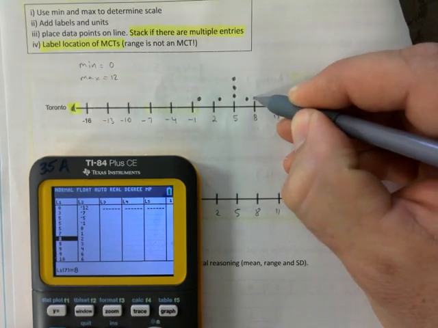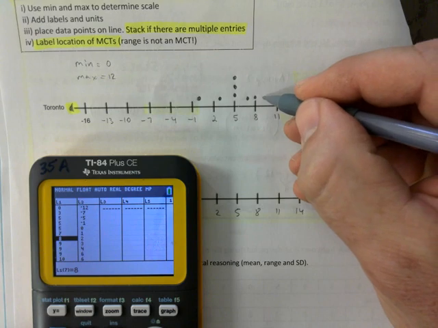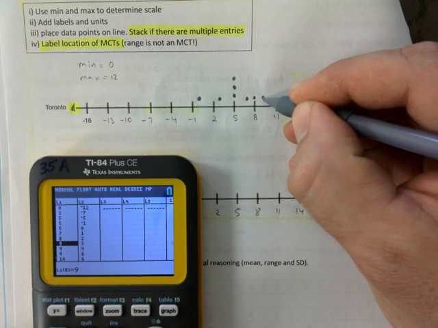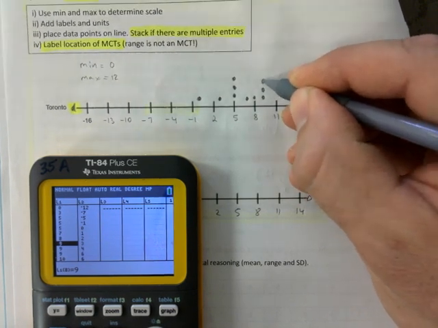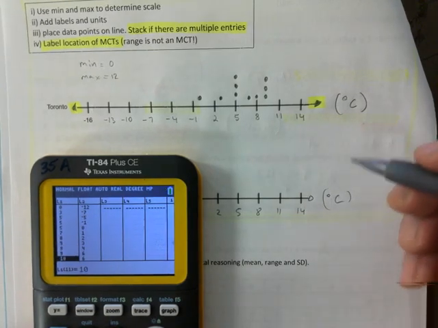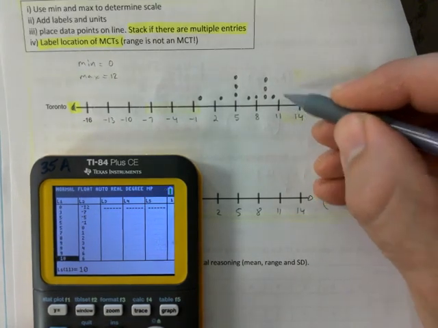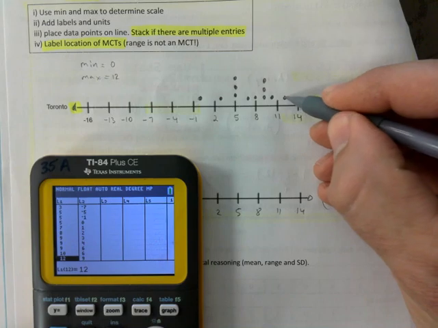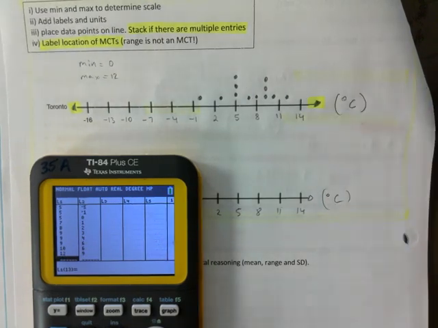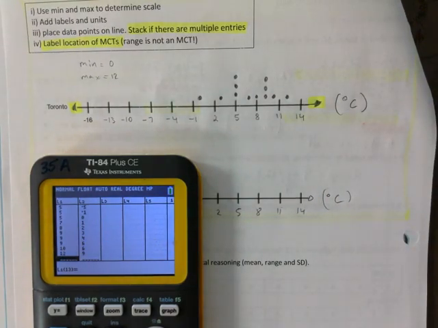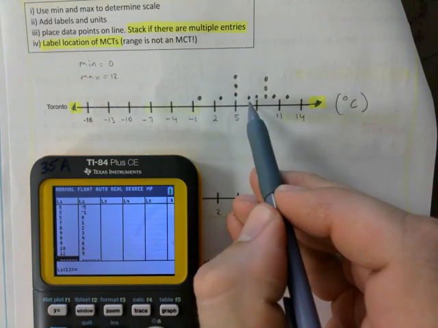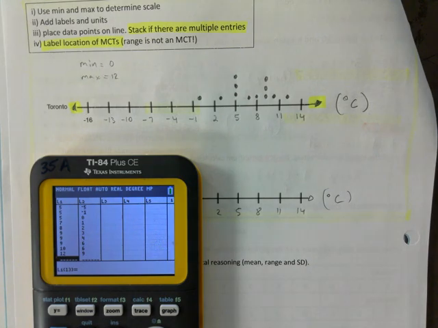I have an 8. I have 3 9s. I have a 10. I have a 12. And that's about it. Let's just check. 2, 4, 6, 8, 10, 12 dots. Should have 12 dots. I do count. I do random checks when you do these, right?